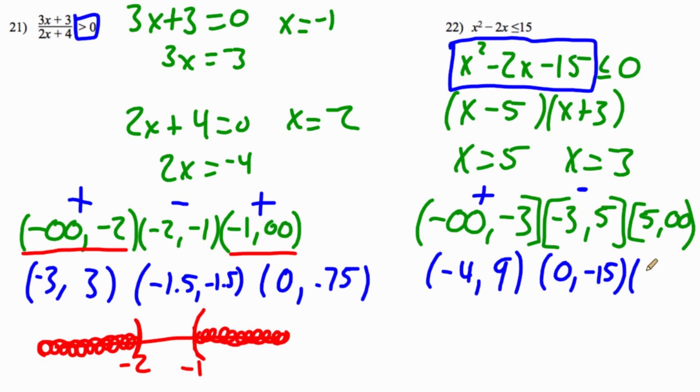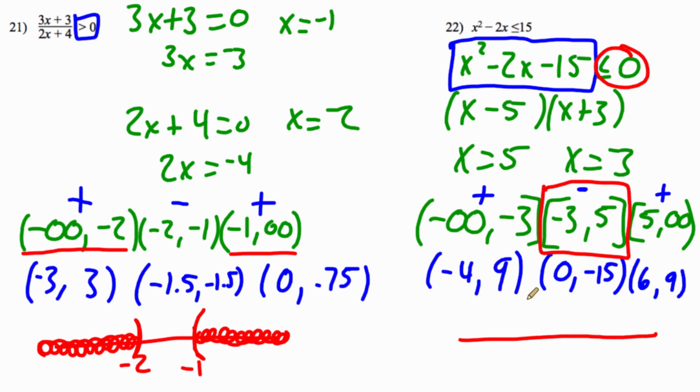And then on the end, maybe we decide to plug in 6. When we do that, we get 9 as our answer. Positive answer means positive interval. Now, we were looking at things that were less than or equal to 0, so we want the negative interval that runs from negative 3 to 5.